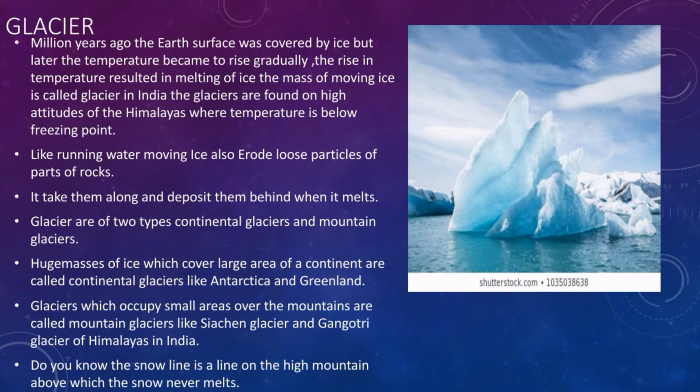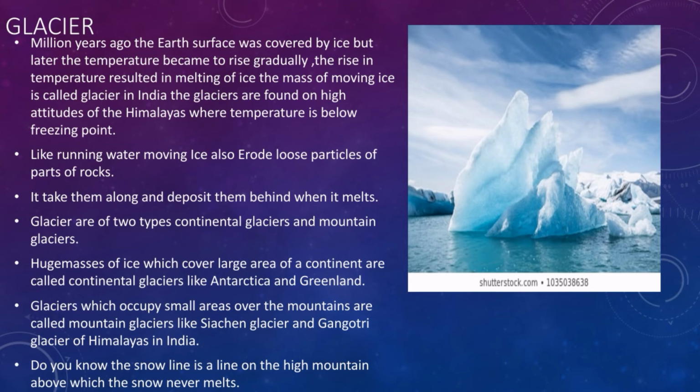In India, the glaciers are found on the high altitudes of the Himalayas, where the temperature is below freezing point. It means many years ago, the earth was covered by ice and the temperature was very low, but later the temperature became high, and the gradual rise in temperature resulted in melting of ice, and the mass of moving ice is called a glacier. So, in India, the glaciers are found on the high altitudes of the Himalayas. Why? Because the temperature there is below freezing point.